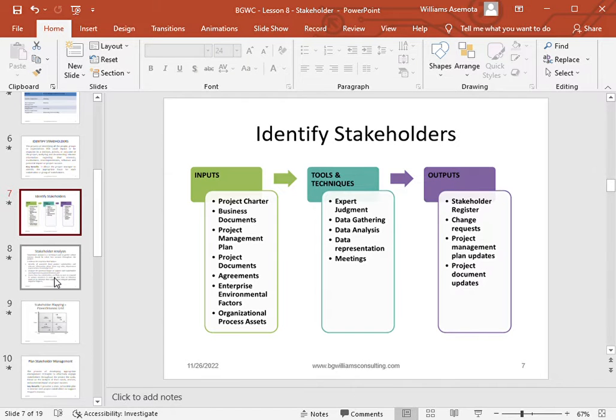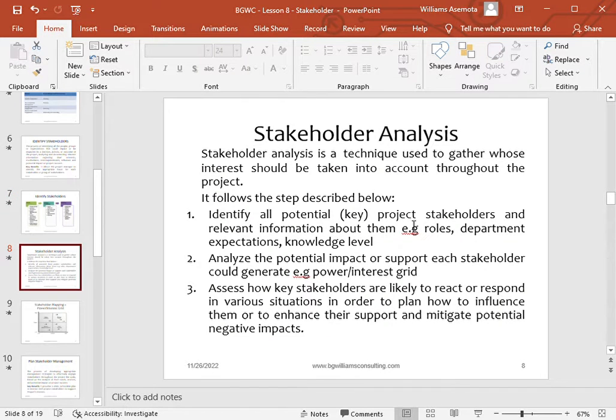Now, when I have identified the stakeholders, what do I do with those stakeholders? There's what we call stakeholder analysis. What is stakeholder analysis? Stakeholder analysis is the technique that is used to gather all the stakeholders to find out their interests.